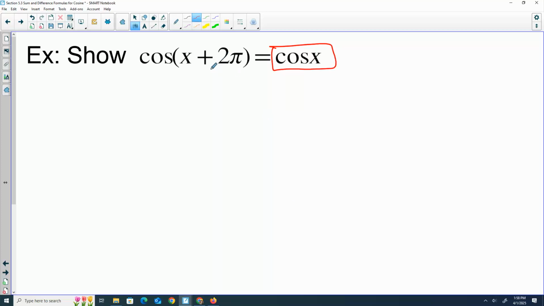And so now we can use the cosine of A plus B formula for the left-hand side. So the formula says cosine of the first, cosine of the second, minus sine of the first, sine of the second.